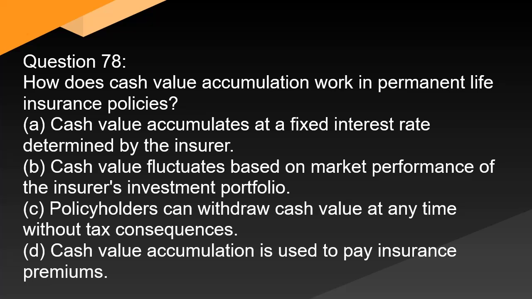Question 78. How does cash value accumulation work in permanent life insurance policies? A. Cash value accumulates at a fixed interest rate determined by the insurer. B. Cash value fluctuates based on market performance of the insurer's investment portfolio. C. Policyholders can withdraw cash value at any time without tax consequences. D. Cash value accumulation is used to pay insurance premiums.